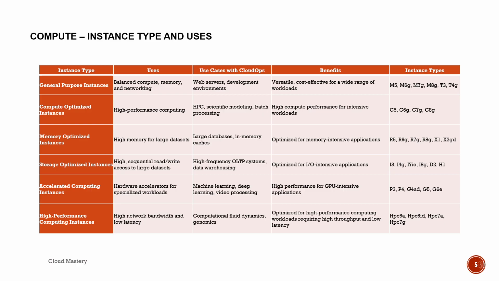The series start from M5, M6G, M7G, M8G, T3, T4G. There are multiple more instance type families there. You have to go to your AWS documentation and check what type of instances you have in general purpose. I mentioned only the highly used families, those I mentioned here.